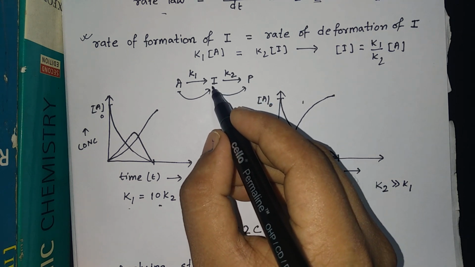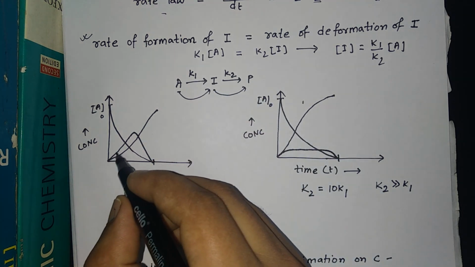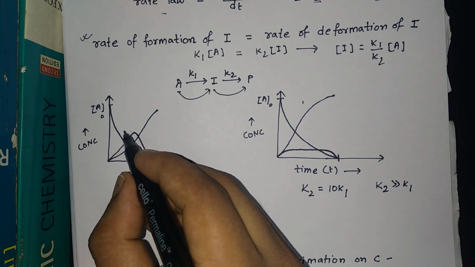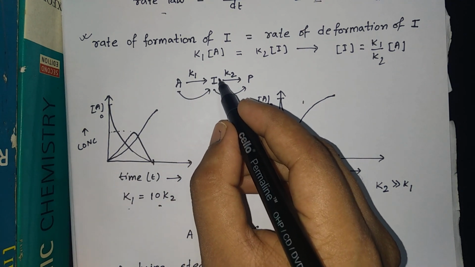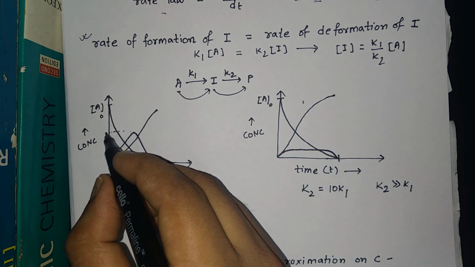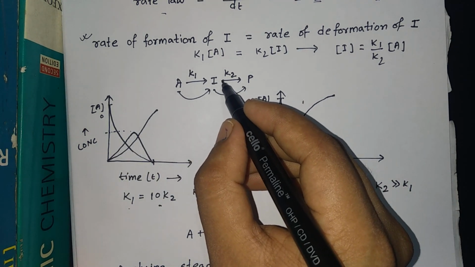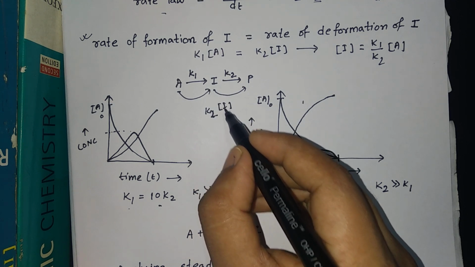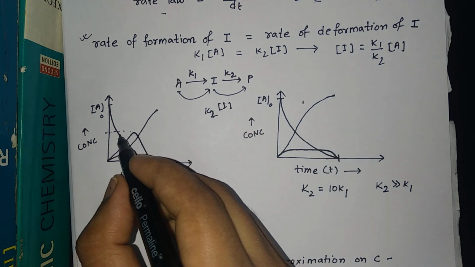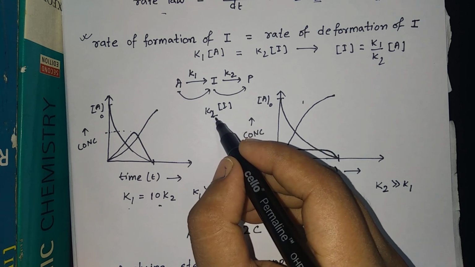Therefore, initially there will be a gradual increase in the concentration of the intermediate. The A concentration will decrease and the intermediate concentration will increase, and it will reach a certain value. The rate of the second step is K2 into the intermediate concentration. So the intermediate concentration will reach a certain value, meaning it will increase.